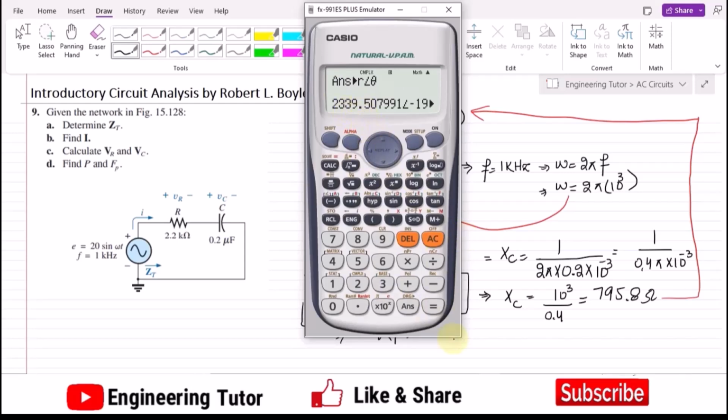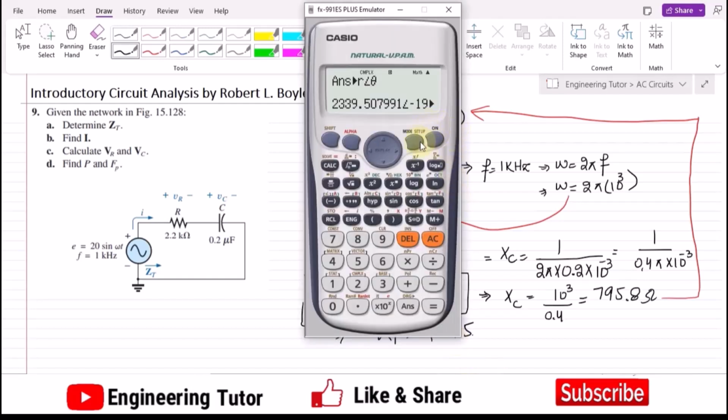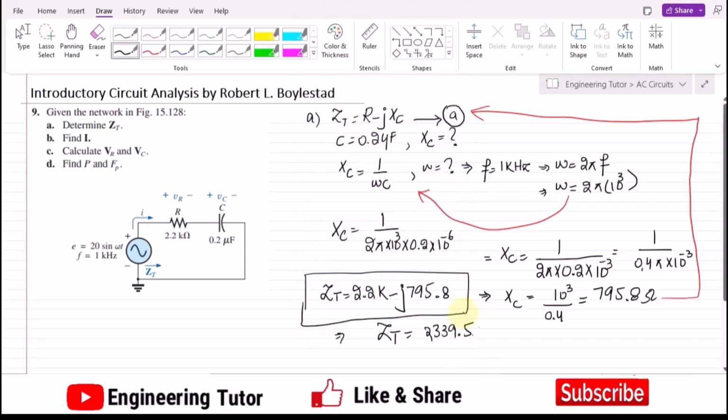2339.5 is the amplitude, and what is the value of angle here? Angle is minus 19.9 degrees, and that is in ohm. Let me write ohm here, and this is the value of the impedance in polar form. So this is the answer of part A of my question.